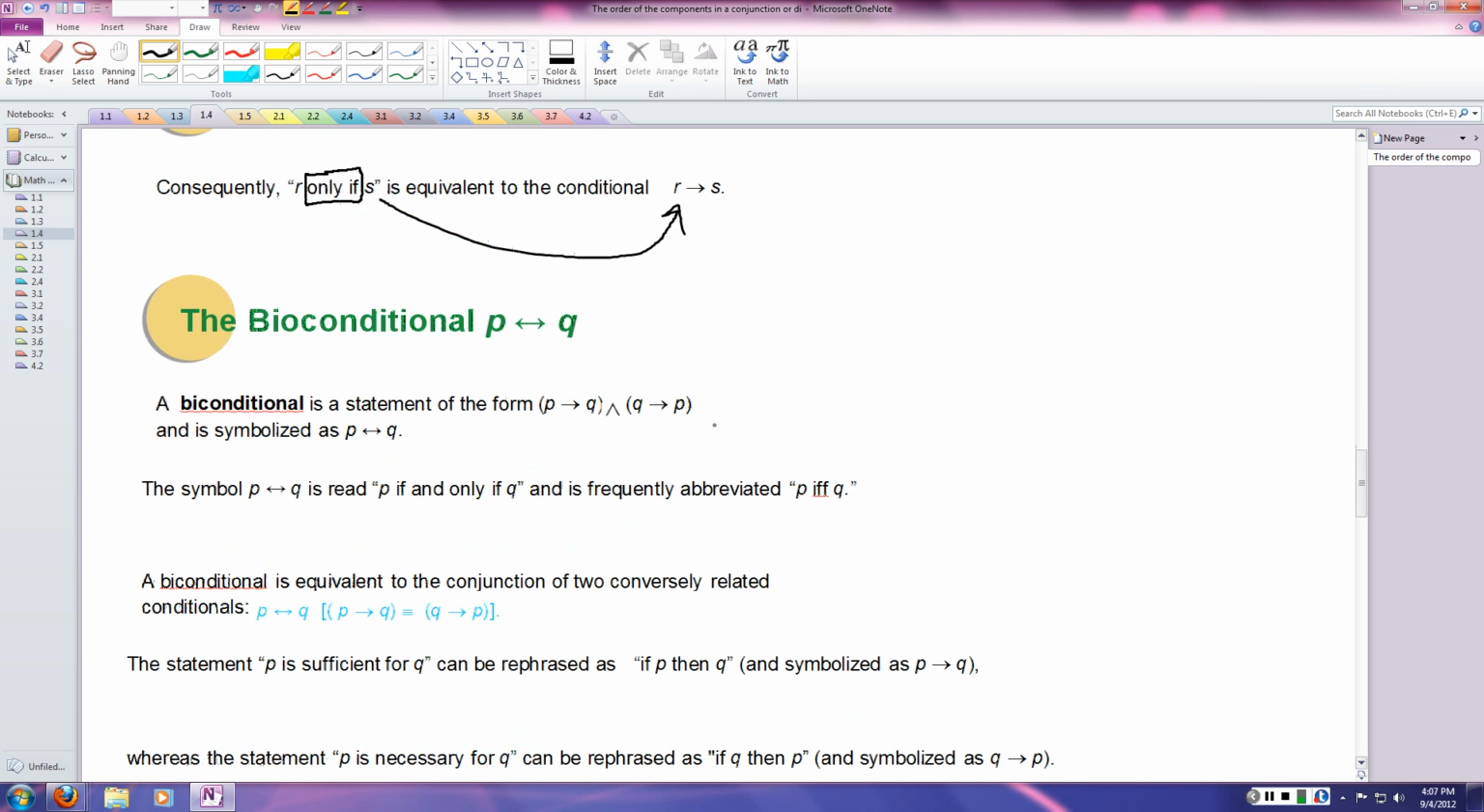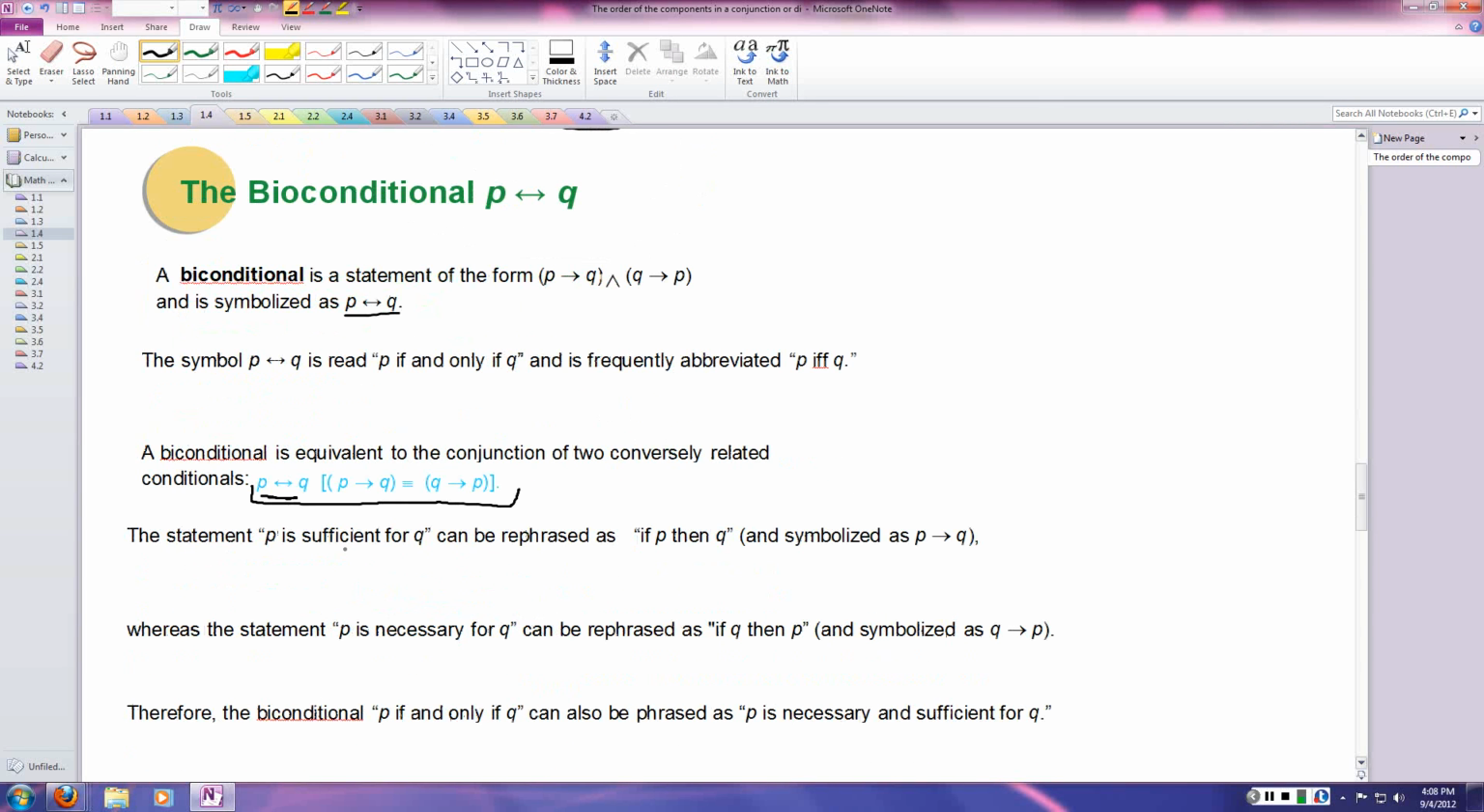A biconditional is when a statement is in the form P implies Q and Q implies P. This can be symbolized as these double arrows. P implies Q, Q implies P. And you can read it as P if and only if Q, and so frequently it's abbreviated as IFF, if and only if. It turns out a biconditional is equivalent to saying if P then Q, and Q then P. So this biconditional is saying P implies Q is the same thing as Q implies P.